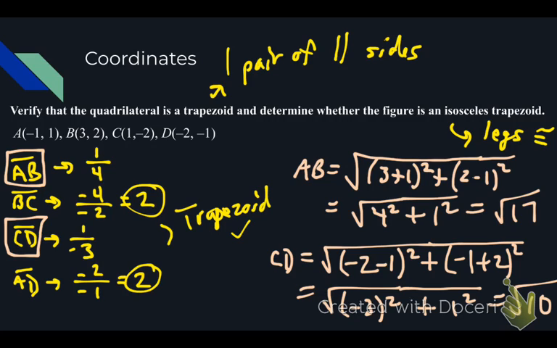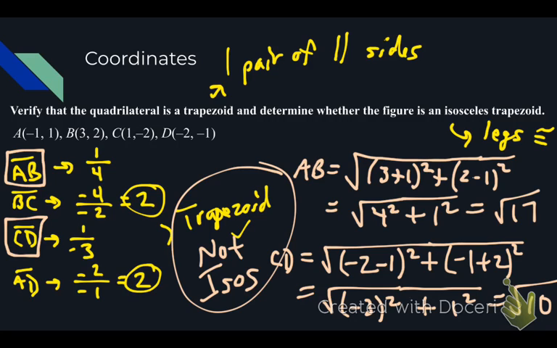Okay, so here's what I got for distance. I got AB was square root of 17, and I got CD square root of 10. Obviously not the same. And if those are not congruent, this is not an isosceles trapezoid. So it's a trapezoid, but it's not isosceles. Okay, so that's how you'd figure that out.